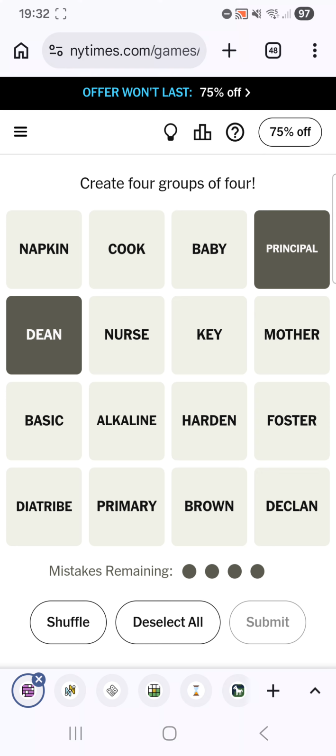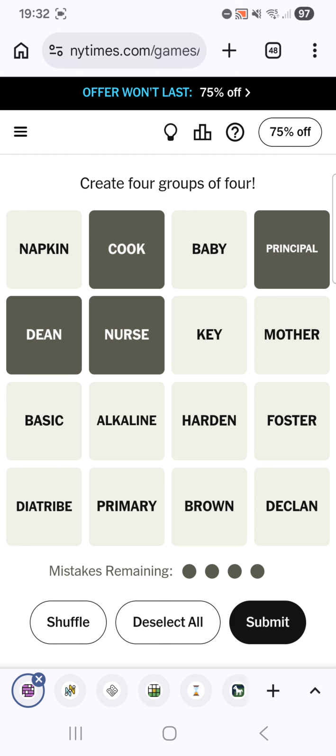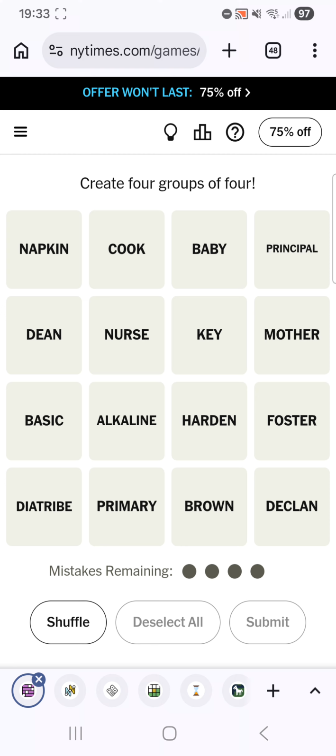You have a school principal and a school dean, if you're in America. School nurse? School cook, perhaps? Could be primary school. I think it's more likely to be these 4, but I'm not completely convinced because I don't really know the difference between a principal and a dean. So I'm concerned that they wouldn't both be in the same group. Or what else have we got? Basic and alkaline are kind of opposites, but I'm not sure that could be a group of 4.